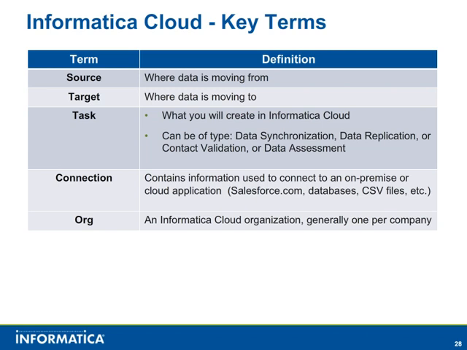Task. A task holds the specifics of the data integration job, including the source and target, data mappings, and any advanced options. As you build your data integrations, you will create tasks in Informatica Cloud. Tasks can be of type data synchronization, data replication, contact validation, or data assessment. Connection. A connection holds the information needed for Informatica Cloud to connect to your data sources and databases. For example, before you can access data from a CSV file stored on your PC, you need to establish a connection with the CSV file.